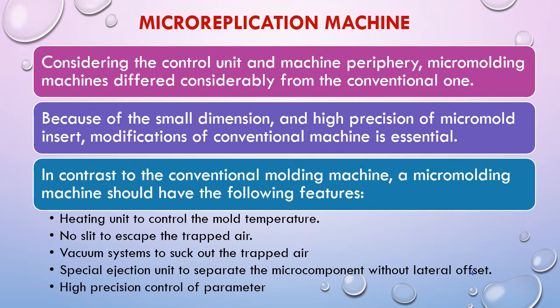In contrast to the conventional molding machine, a micro molding machine should have some features. For example, a heating unit to control the mold temperature, no slit to escape the trapped air, a vacuum system to suck out the trapped air, a special ejection unit to separate the micro component from lateral offset, and also high precision control of parameters.